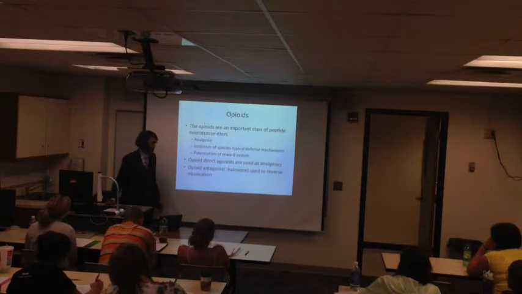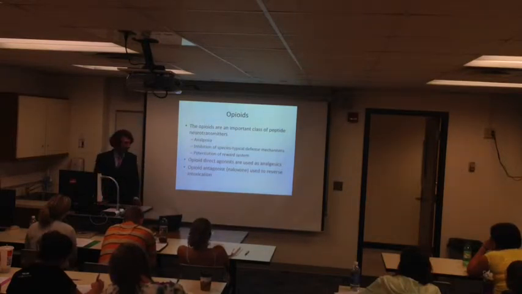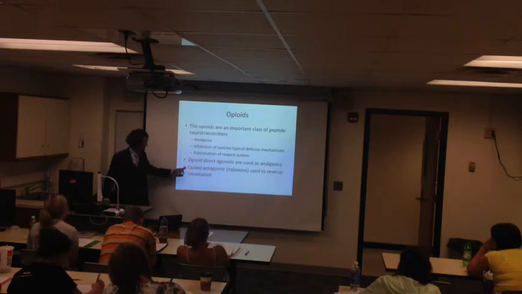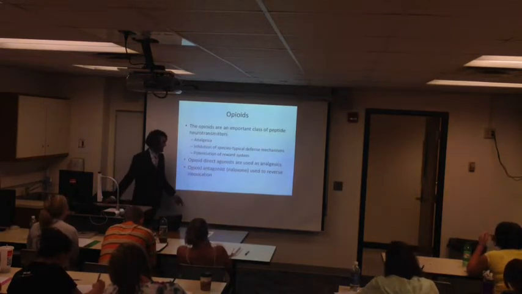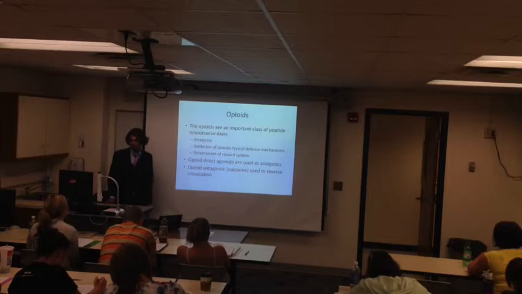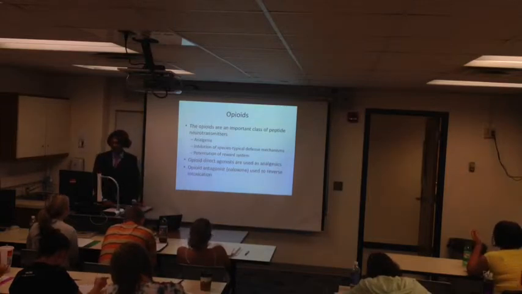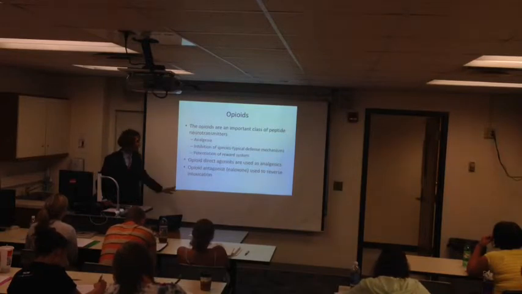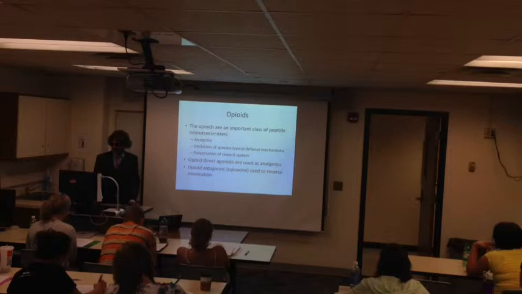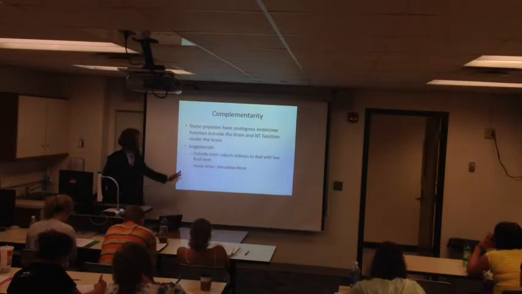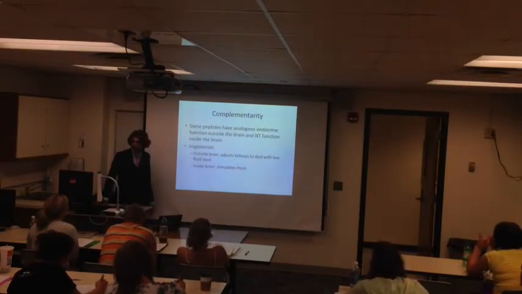Opioid direct agonists are used as analgesics, you probably already know, like codeine and so forth. Opioid antagonists, like naloxone, are also important. They can be used to reverse intoxication, so sometimes they're used acutely to deal with the effects of overdose, for instance, heroin overdose.